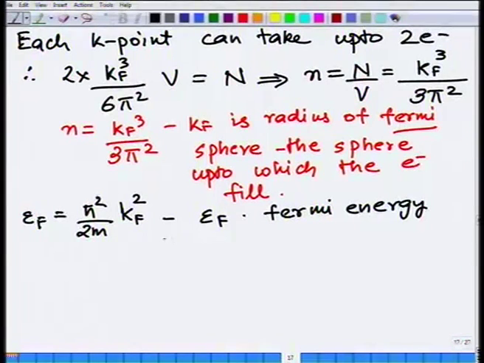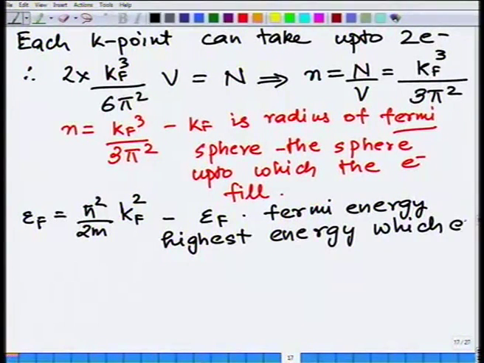It is the highest energy which electrons have, because why? The Kf is the radius, which is the largest radius. Since Kf is the largest radius, the electron energy is highest there. All other electrons, imagine like this.